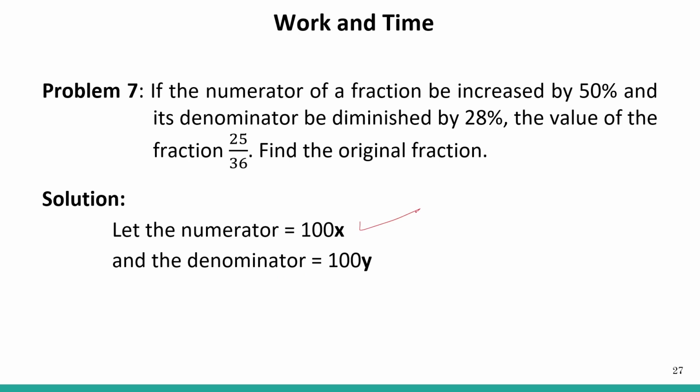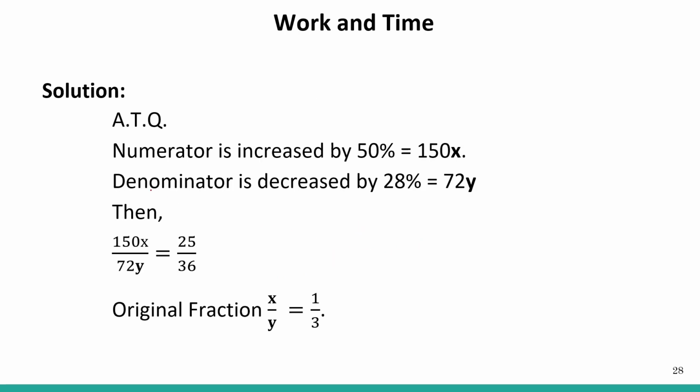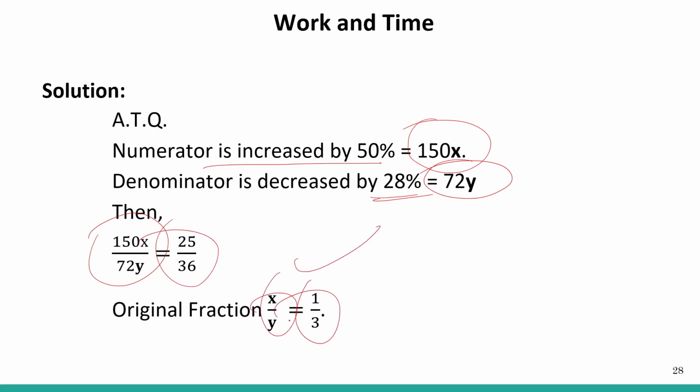So let the numerator be 100x and the denominator be 100y. According to the question, the numerator is increased by 50%, so 100x becomes 150x, and the denominator is decreased by 28%, so the denominator becomes 72y. Then 150x by 72y is equal to 25 by 36, so the original fraction x by y is equal to 1 by 3, right?